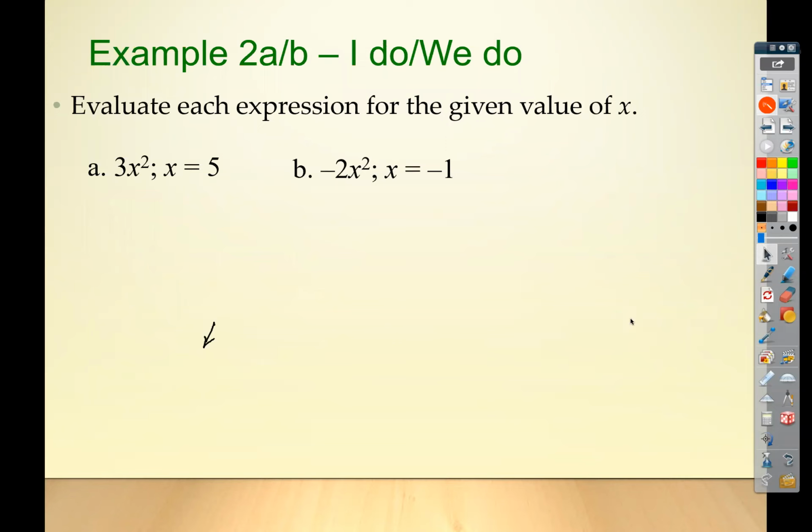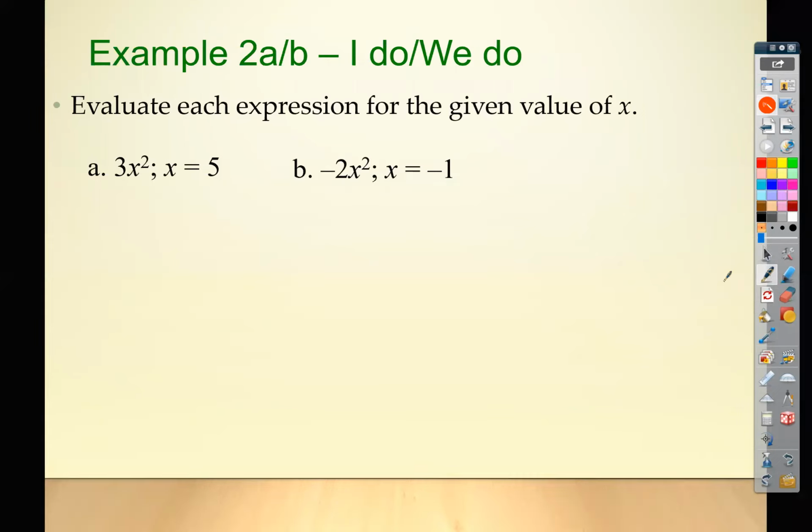Number 2, evaluate each expression for the given value of x. So what we're going to do on this is just substitute. So we're going to go 3 times x, which is 5 squared. So we're going to be following the proper order of operations. So 5 squared is 25. 3 times 25 is 75.